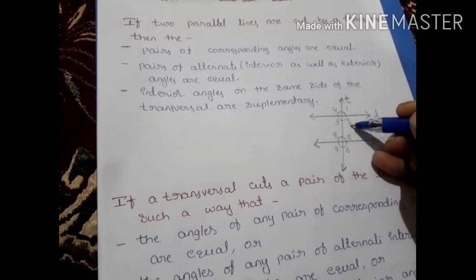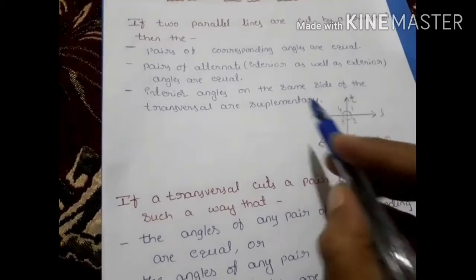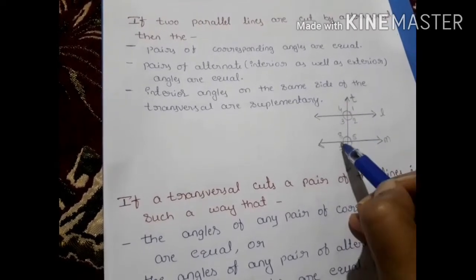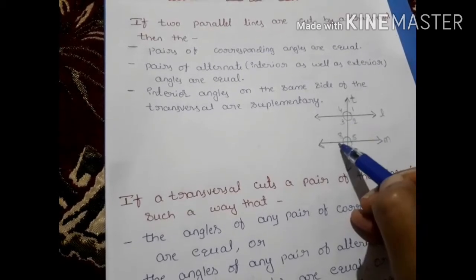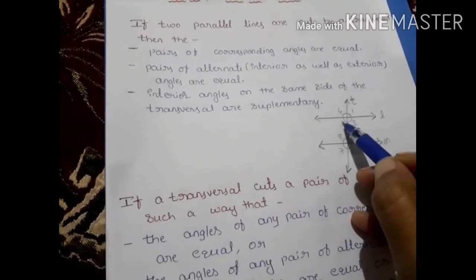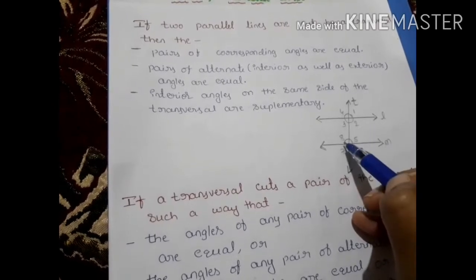Angle 5 plus angle 2 equals 180 degrees. Similarly, angle 3 plus angle 8 equals 180 degrees. These two pairs are supplementary angles. Interior angles on the same side of the transversal are always supplementary.